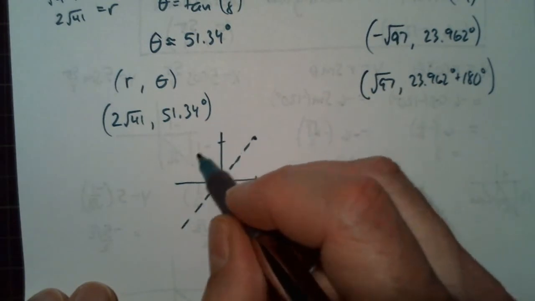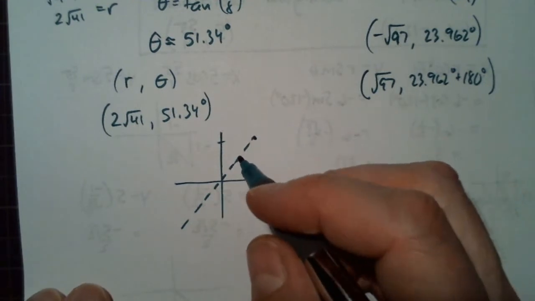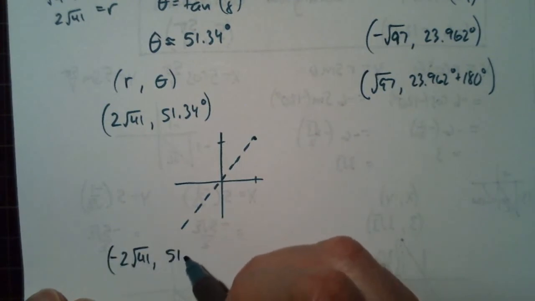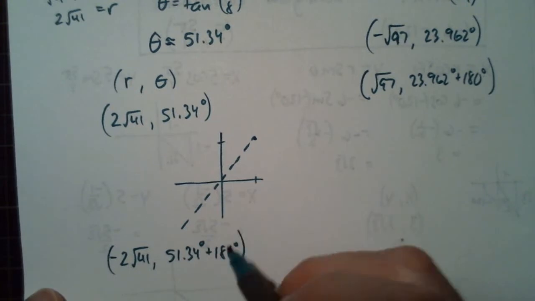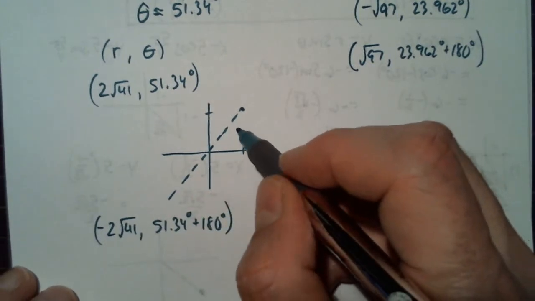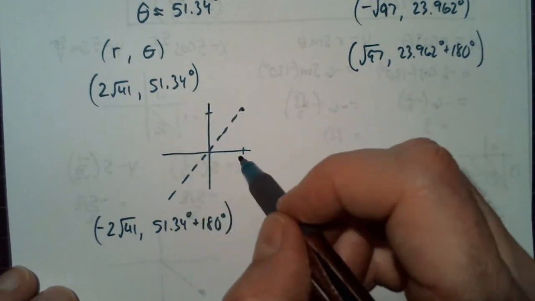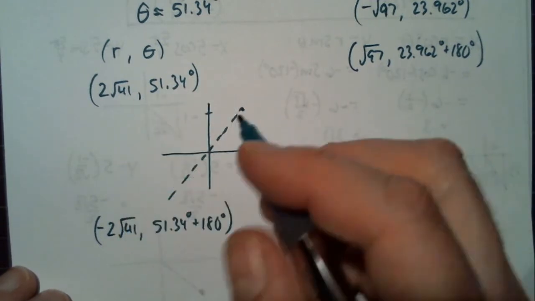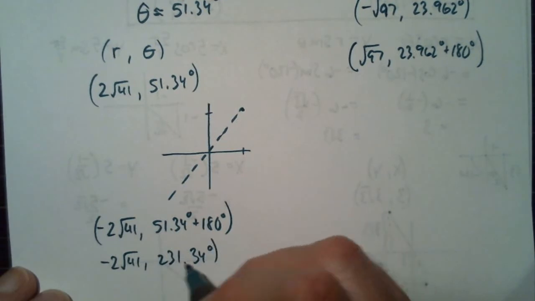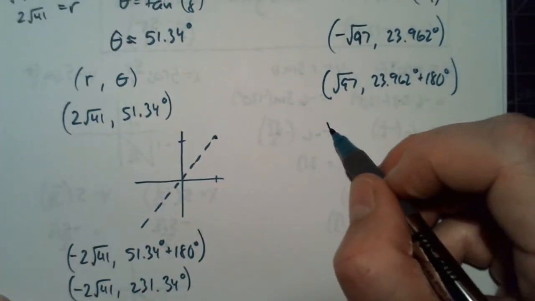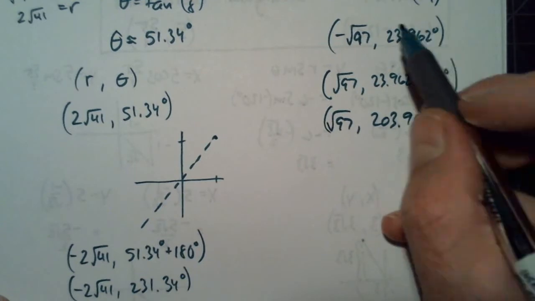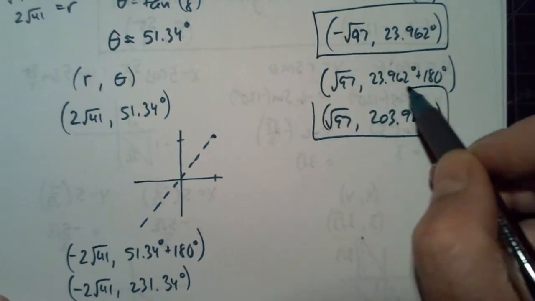Well, we could also go another 180 and then with a negative radius. So if I have a negative radius and then 51.34 plus 180, that would be another pair of polar coordinates, because we're going to rotate all the way over there and then reflect back instead of just stopping at 51 and going out with a positive radius. We wouldn't leave it like that. We can write it as 231.34. And this one would be 203.962. So there's one answer, and there's the other answer.